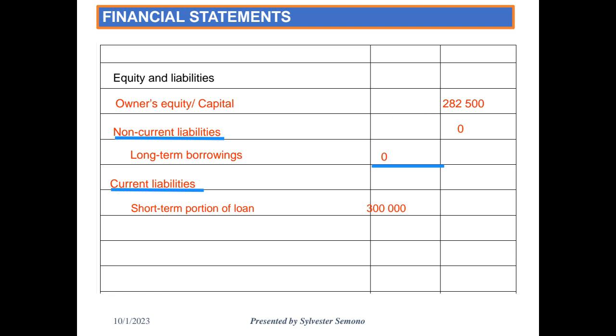And then we have something again called trade and other payables. That's the next thing that you must put under current liabilities. And then under trade and other payables, if you are ready, you can write the following so that you can know what you must look for.